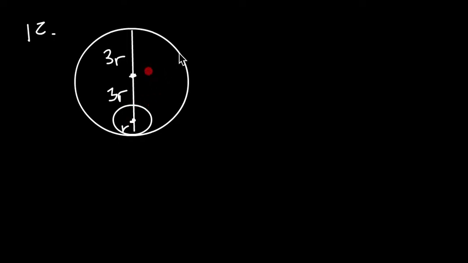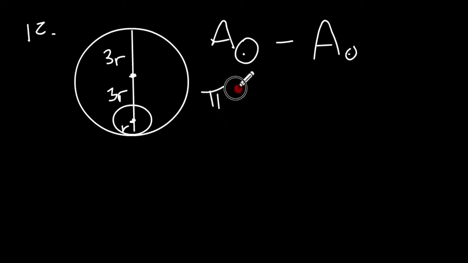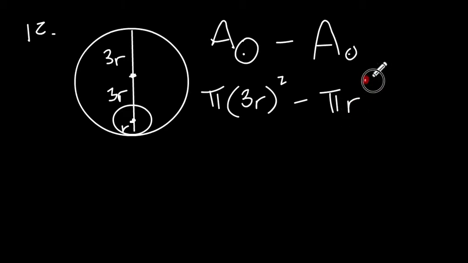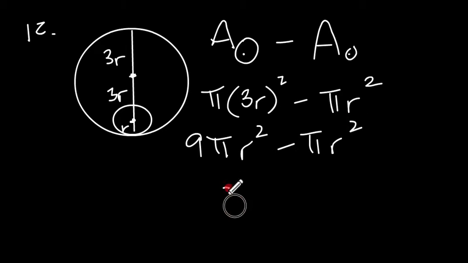Okay, so what we're going to do is find the area of the big circle minus the area of the little circle. So the area of the big circle is pi times the radius of the big circle, 3r, squared, minus the area of the little circle, which is pi, and its radius is just r squared. So we're going to get 9r squared. So 9 pi r squared for that one minus pi r squared. You guys are going to be like, this was so easy. 8 pi r squared. And you have to put your units, of course. Meters squared. Number 12 wasn't horrible.